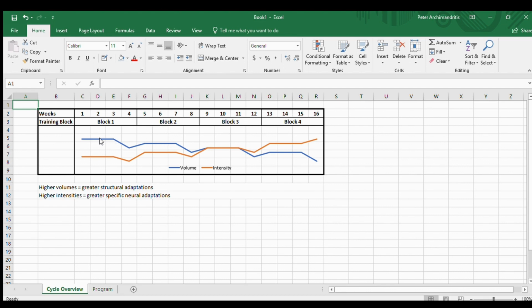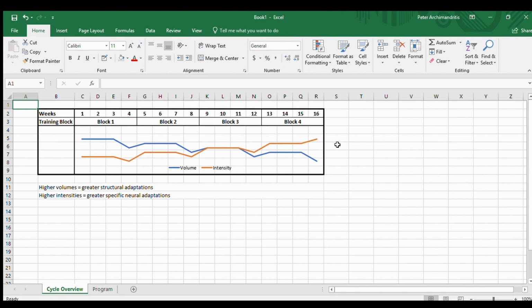And I've also got here a visual graph of the volumes and intensities over this 16 weeks. So these are simply arbitrary numbers. They're not exact volumes and intensities, but it's more important to understand the general trend that they're going to follow. So our volume is going to start off higher and gradually decrease throughout the training cycle, whereas intensity is essentially going to do the opposite. The intensity will start out somewhat lower since the volume is higher, and throughout the training cycle, the intensity will gradually increase until it reaches a peak here in the 16th week.